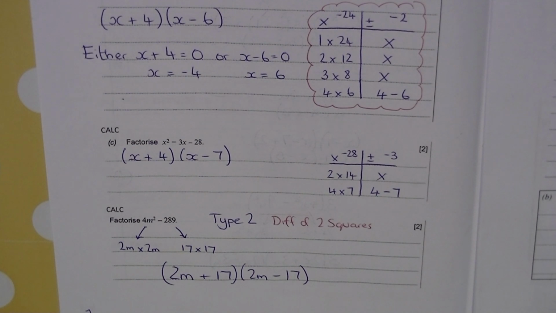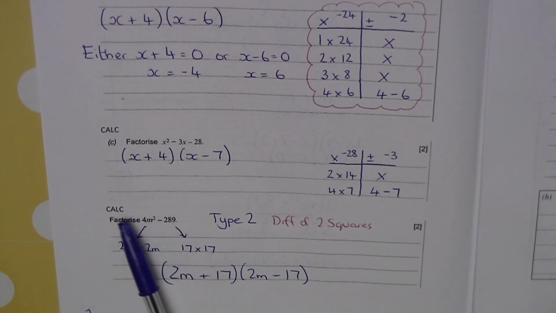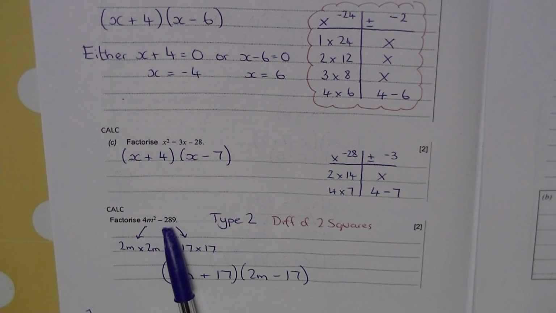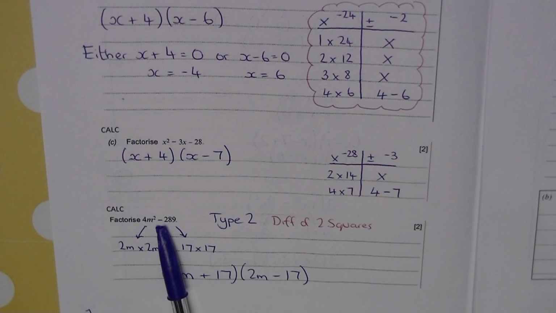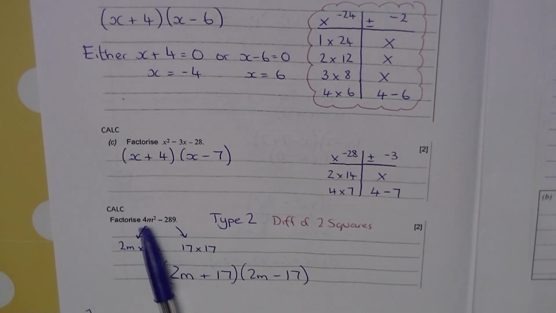So then I'm looking, is it a difference of 2 squares? Well, certainly 4 is a square number, it's 2 times 2. And m squared is m times m. I'm dubious of 289, but because I've got a calculator, I guess I can check if that's a square number by taking the square root of it. And when I put that in my Casio, it tells me that the square root of 289 is 17. So whereas this guy is 2m times 2m, this guy here is 17 times 17, and I've got the minus. So this is the difference of 2 squares.